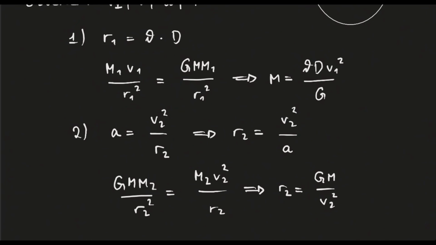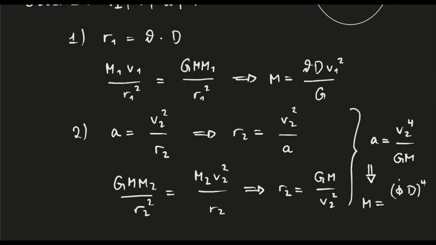We now have two expressions for r2 which can be equated. a equals v2 to the 4 over G M. We cannot measure v2 directly, but it can be expressed as phi dot times d. This then gives us the mass as phi dot times d to the 4 over G times a.